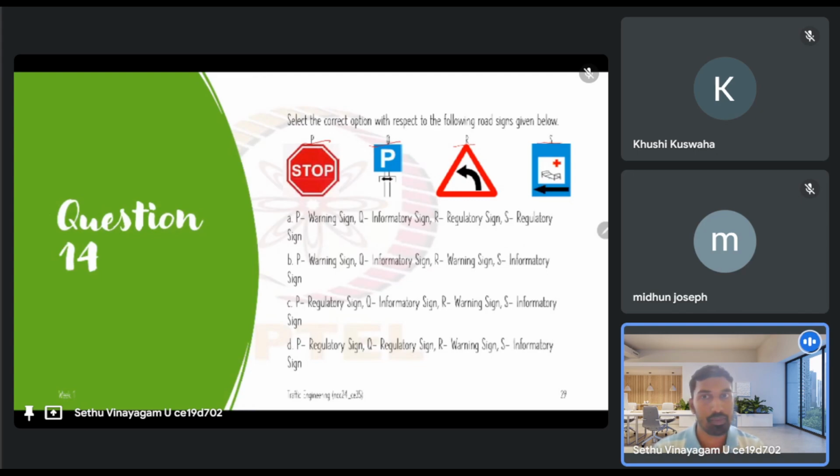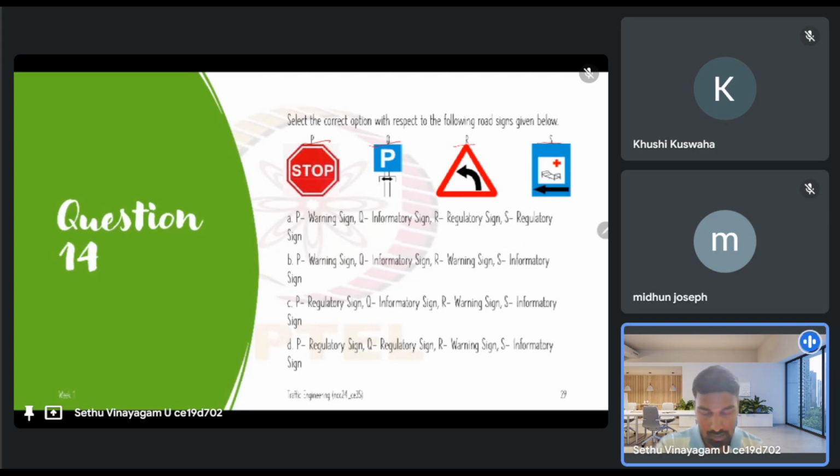Warning means it is telling us about some hazardous situation ahead, to caution the drivers. Informatory is to just give information about the facilities that are available in that particular surrounding. So P is a stop sign, which is a regulatory sign. Q is parking, so parking comes under informatory sign.